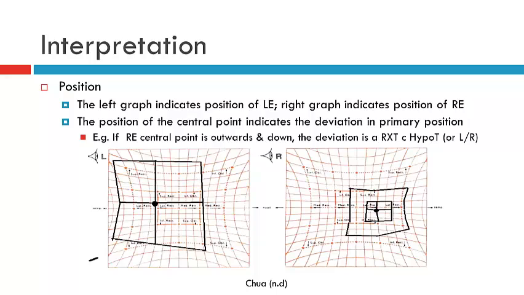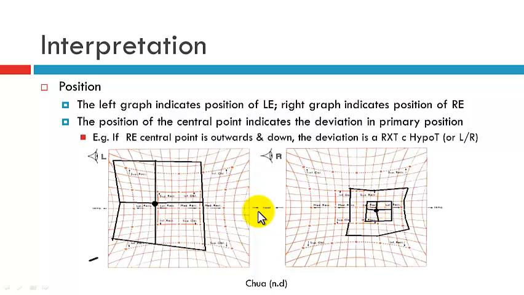As I've already indicated, the left field represents the left eye, the right field represents the right eye. The next point to make is that the position of the central point indicates the deviation in primary position. So if we take a look here at primary position, the patient has indicated that this is where their eye is. So we have an exo deviation and a hypo deviation. And because, as I indicated earlier, each square indicates 5 degrees, we can actually measure out how far out it is. That's 5, 10, 15 degrees out, and just less than 5 degrees down.